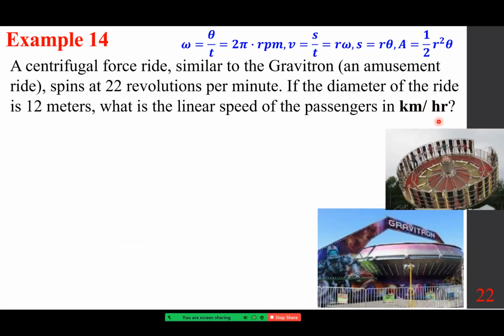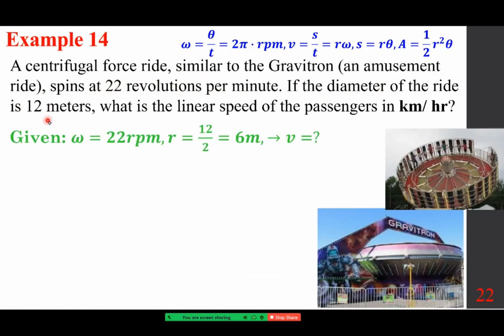But what is given? We read the question: spins at 22 revolutions per minute. This is your omega. And remember, this is RPM. And it has to be multiplied by 2 pi to become radians per minute. So omega is given as 22 RPM. And the radius is 12 divided by 2, or 6 meters, because this is the diameter. I hope everybody understands why. And we are looking for the velocity.